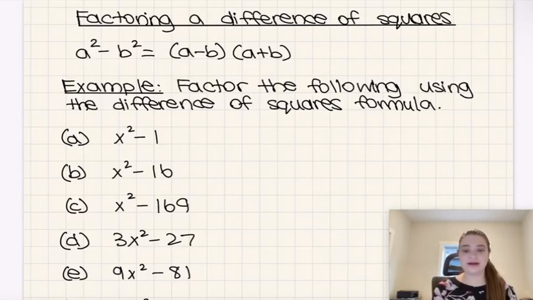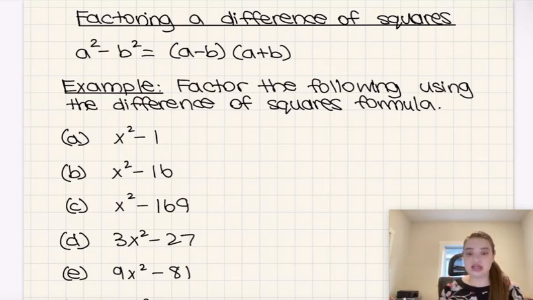Today, we're going to be talking about factoring a difference of squares. So, essentially, what I mean by that is if we ever have anything that we're meant to factor that's in the form of a squared minus b squared, there's actually a special formula for factoring, which is this formula up here that says that a squared minus b squared is equal to a minus b times a plus b.